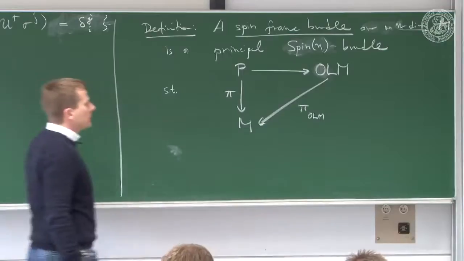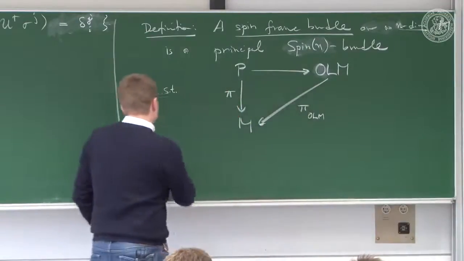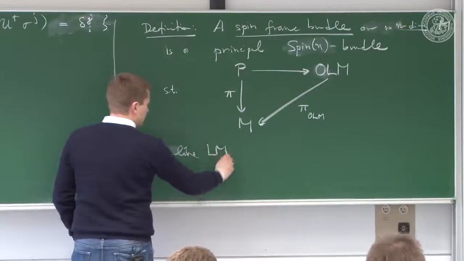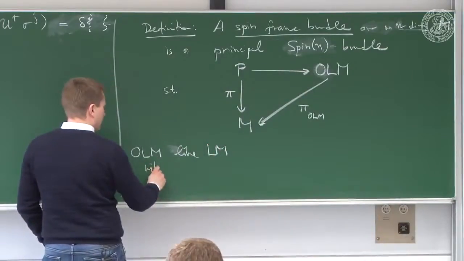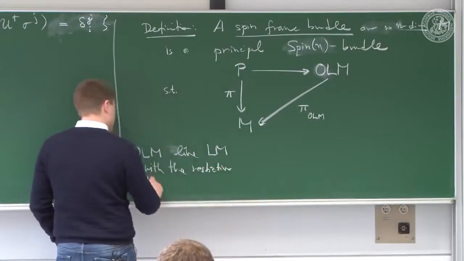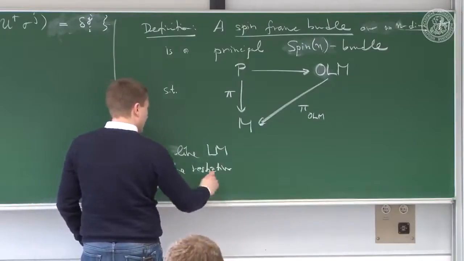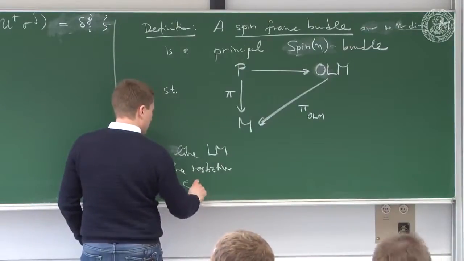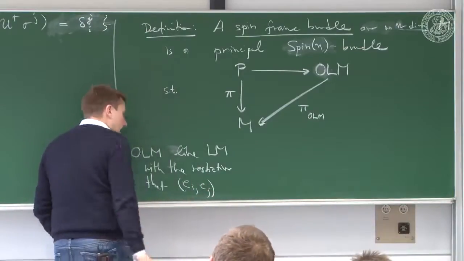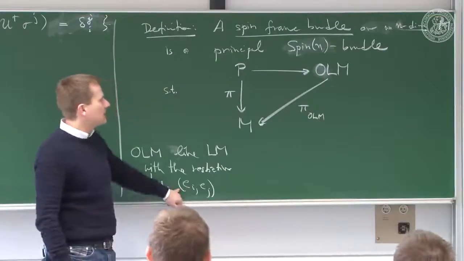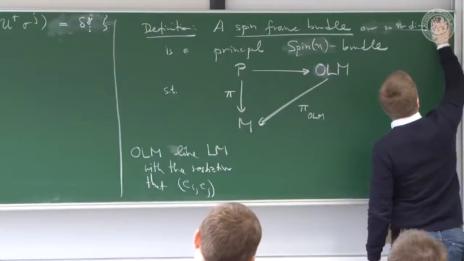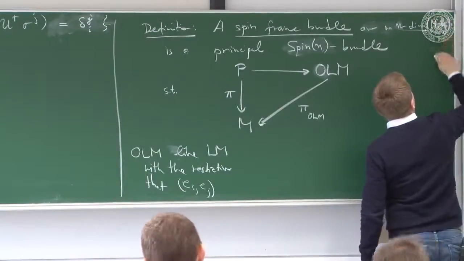And the orthogonal frame bundle requires that every frame, so OLM is like LM, the frame bundle, with the restriction, so I don't allow all frames, with the restriction that if I have a frame, the EI and the EJ, and now orthogonal I can only do if I equip the manifold M with the Riemannian metric.